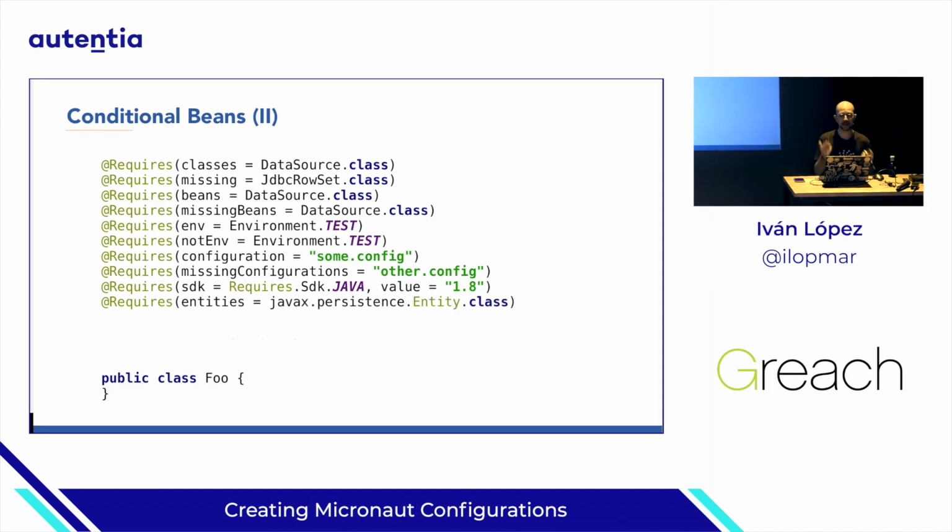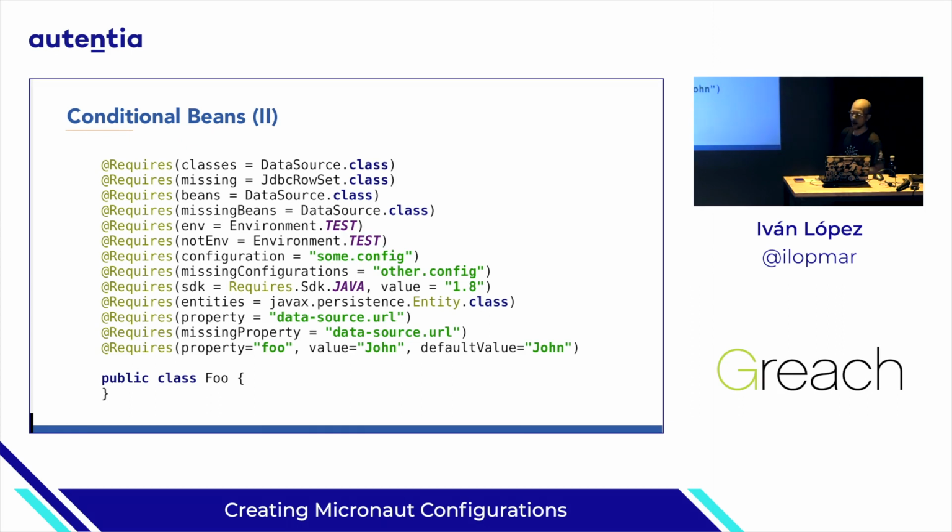If there are entities annotated with this JavaX persistent annotation, if there is a property defined, if a property is missing, or if the property has a value, or if not, I'm going to use this by default. And finally, if you cannot achieve what you want with all these options, because remember, you can put any number of requires, you always have one last resort, which is the use condition.